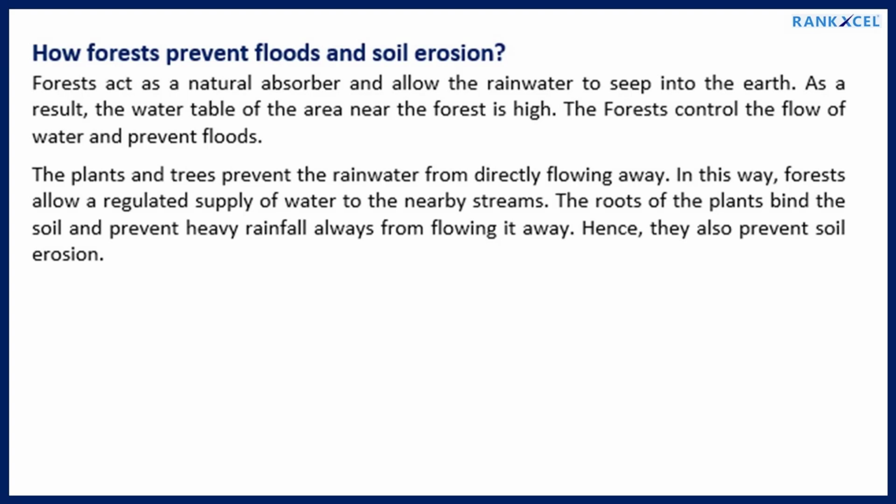How forests prevent floods and soil erosion. Forests act as a natural absorber and allow the rainwater to seep into the earth. As a result, the water table of the area near the forest is high. The forests control the flow of water and prevent floods. The plants and trees prevent the rainwater from directly flowing away. In this way, forests allow a regulated supply of water to the nearby streams. The roots of the plants bind the soil and prevent heavy rainfall from washing it away. Hence, they also prevent soil erosion.